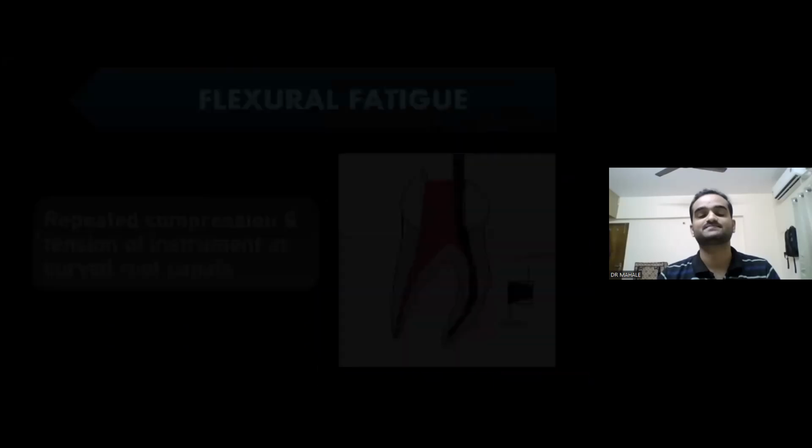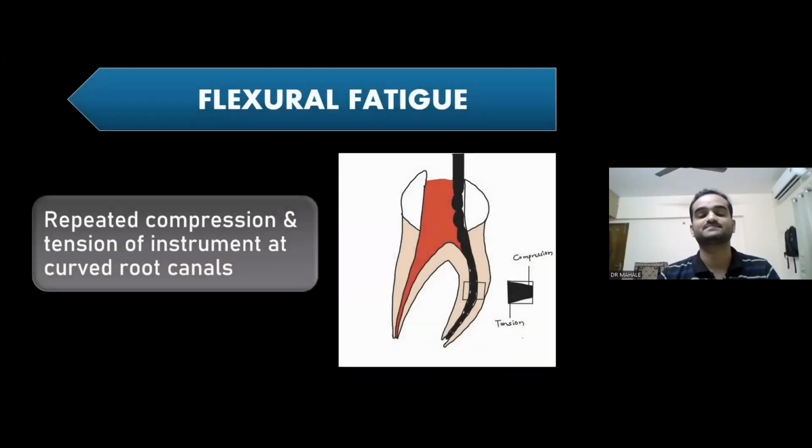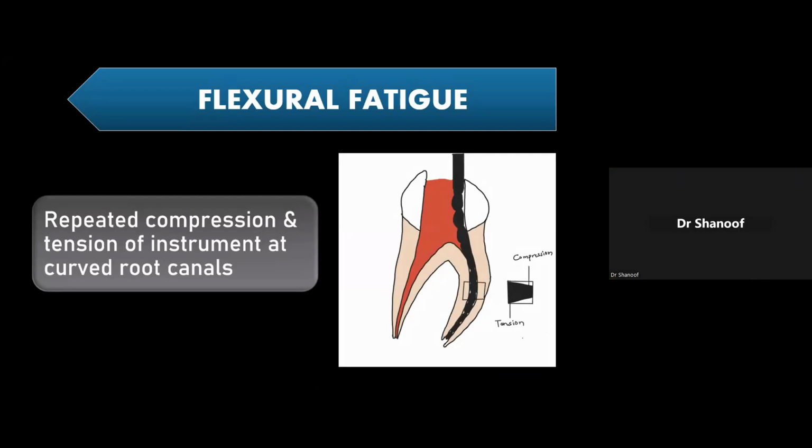Coming to how not to fracture a file, basically there are two mechanisms of file fracture. First is flexural fatigue and second is torsional fatigue. Don't worry, we won't get tangled up in jargon, definitions and terms. Keeping it simple, flexural fatigue is also called cyclic fatigue. It is due to repeated compression and tension of the instrument in curved canals.